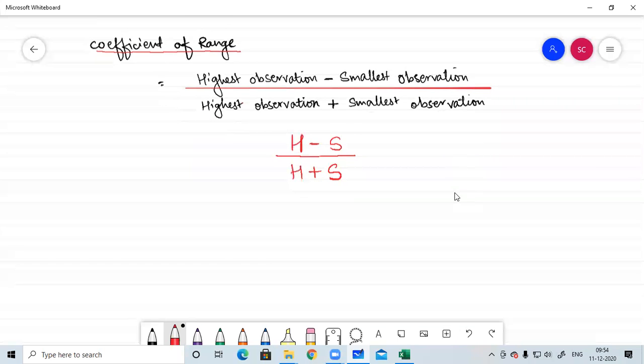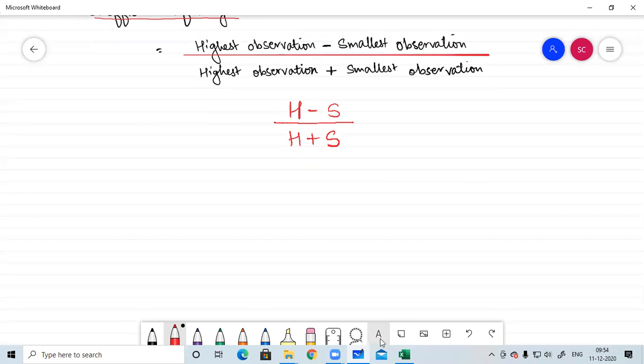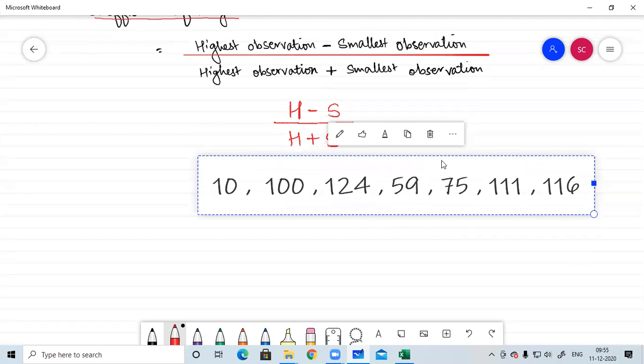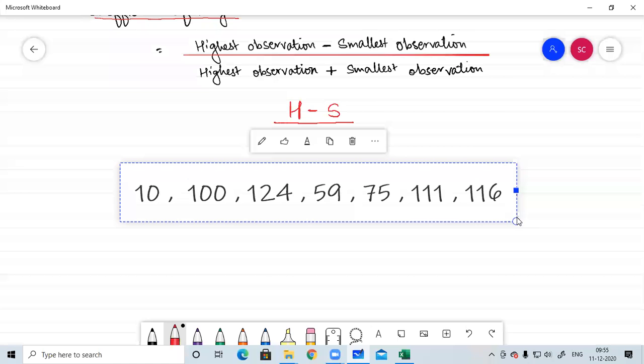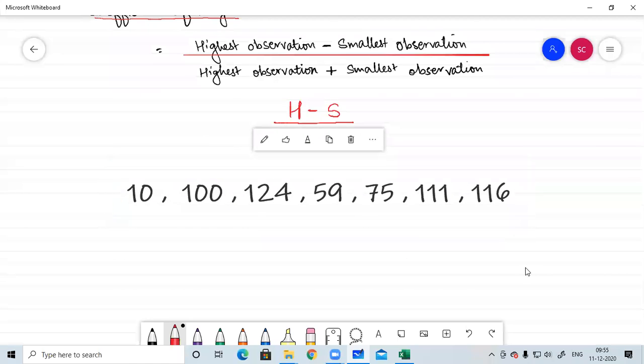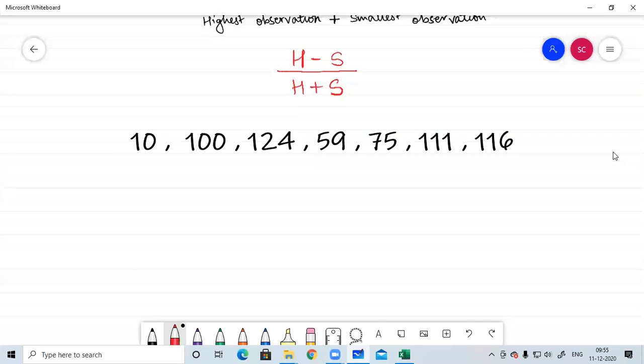Now let's take up a sum for this. So I'll give you a certain data now. You also write down the data. 10, 100, 124, 59, 75, 111, and finally we have 116. This is your question. Can you see this? The question says find range and coefficient of range.